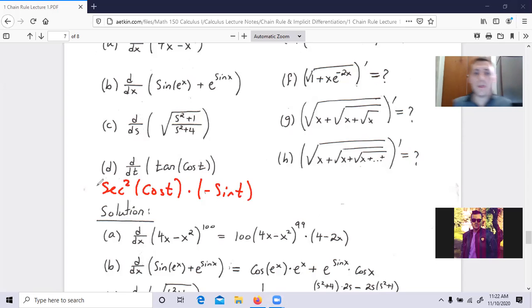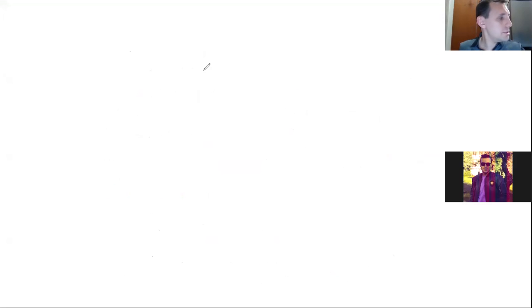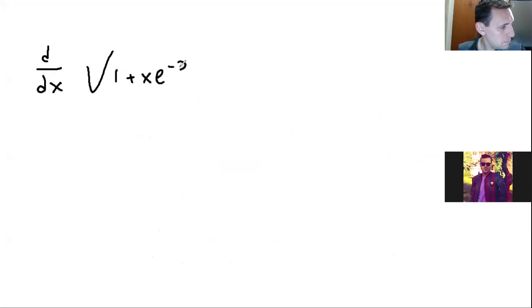Good. Now, there are going to be a few of them that are a bit more nasty. So you have question F. Let me write question F in the new share. I would like you guys to take the derivative of root of 1 plus x times e to the minus 2x. Calculate the derivative of this thing, please.